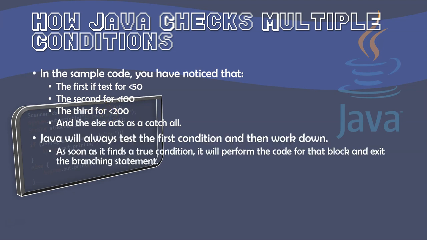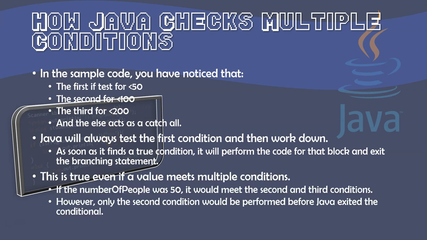Well, the way Java handles this is it's always going to start at the first condition and then work its way down. As soon as it finds a true condition, it's going to perform whatever code is inside that block and exit out. So if we use the example we talked about, 10, it's going to come here, 10 is less than 50, boom, and then it's not going to do any more. Now if we had this be, let's say, 150, it's going to go here, okay, is 150 less than 50? No. Is it less than 100? No. Is it less than 200? Yes. And so it would do this one and then exit out. It will never do the else statement. This is true even if a value meets multiple conditions, as we have just been talking about.